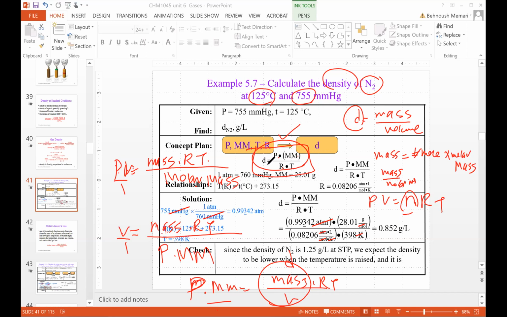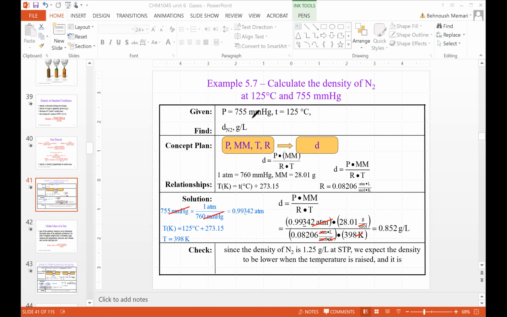And since we are using the value for R in this case, the value for R is given based on the ATM and liter Kelvin. Everything else has to be converted. So temperature must be converted to Kelvin, so plus 273. Millimeter mercury cannot be used. It must be divided by 760 to give us ATM. So pressure must be in ATM and the temperature must be in Kelvin. If we have the pressure and the temperature, R is a constant value, and the molar mass, because it's nitrogen, we know from the periodic table, you can now calculate the density. So indirect information is given for you to calculate density.